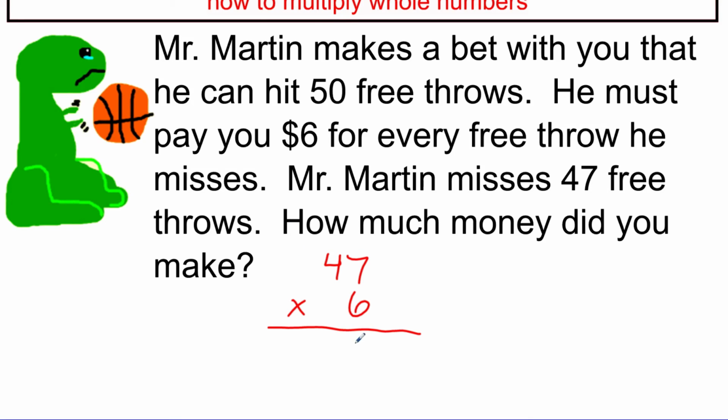So 7 times 6 is 42, carry a 4. 6 times 4 is 24, plus 4 more is 28. So that means that in our bet, you made $282 off of my terrible free throw shooting.